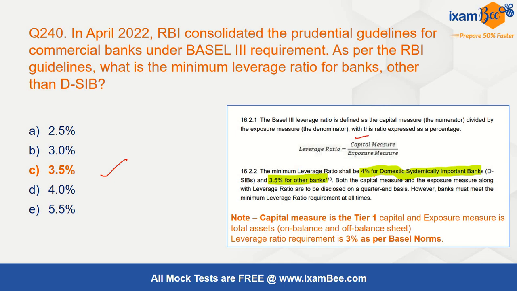For D-SIBs, you have to remember for the exam, the leverage ratio requirement is 4%. It is higher for the systematically important bank. There are 3 such banks in India, domestic if I am talking about. What is capital measure? In this numerator here, tier 1 capital, and exposure measure is total asset of balance sheet and off balance sheet.